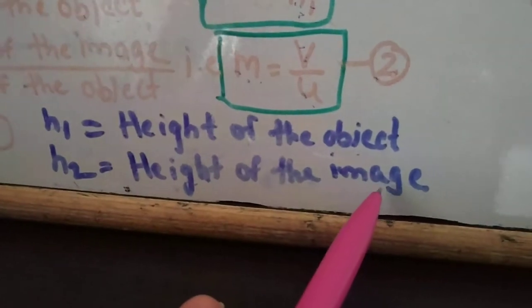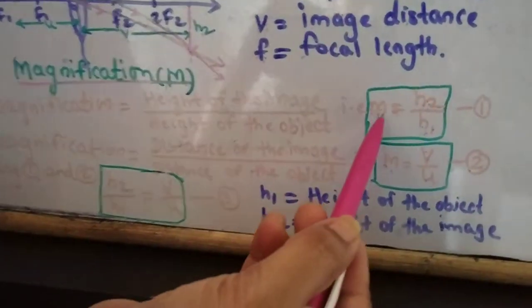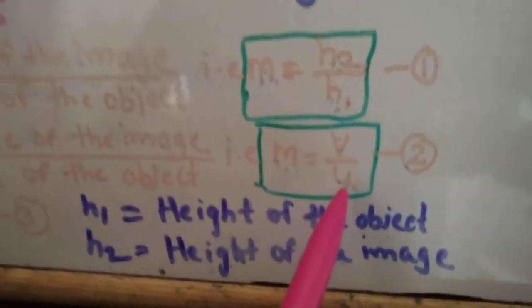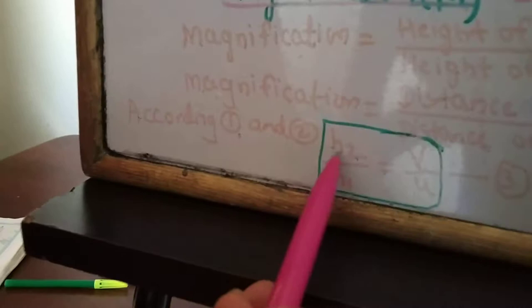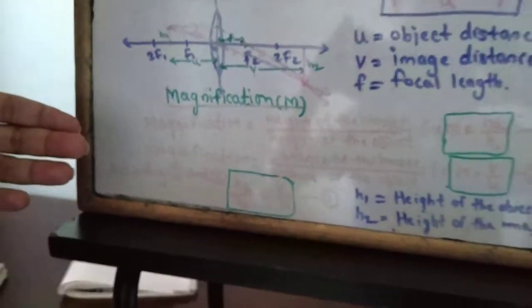Here, h1 is the height of object, h2 is the height of image. This is the magnification formula. That is, m is equal to h2 upon h1, m is equal to v upon u. Combine this to form h2 upon h1 equal to v upon u. Understood? This is the magnification formula.